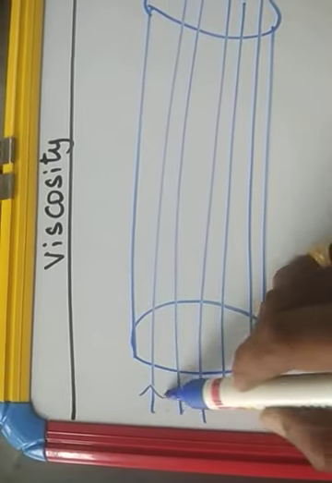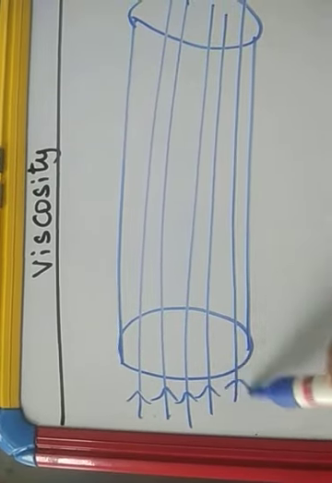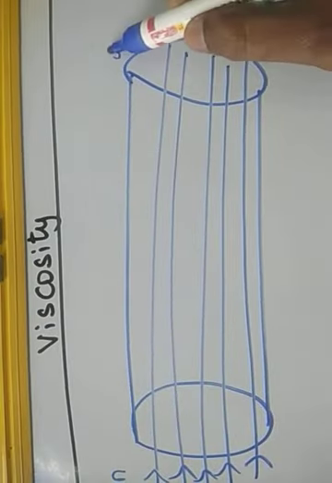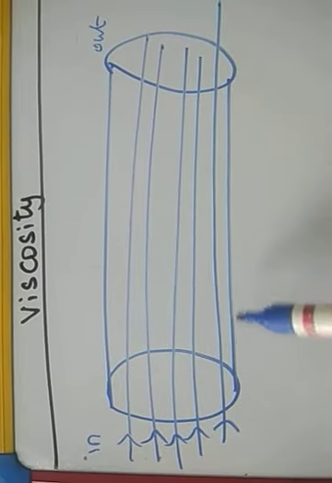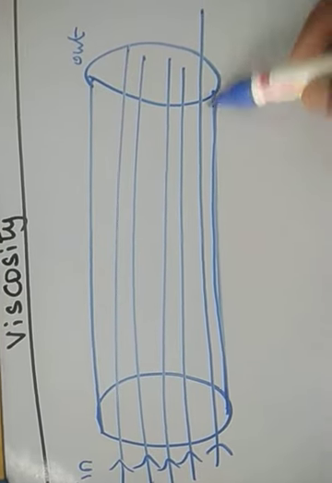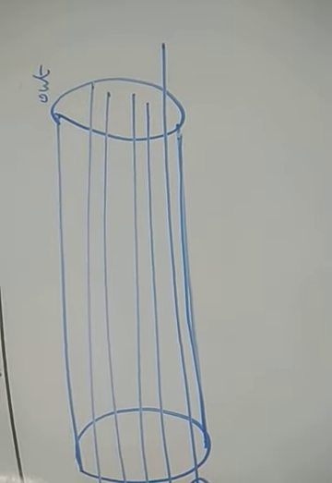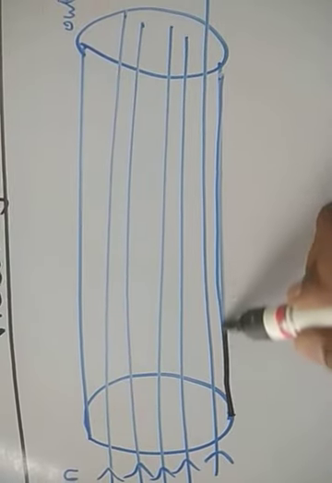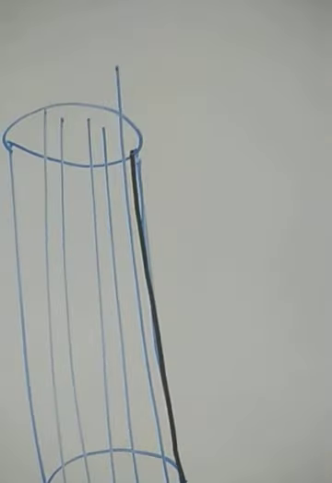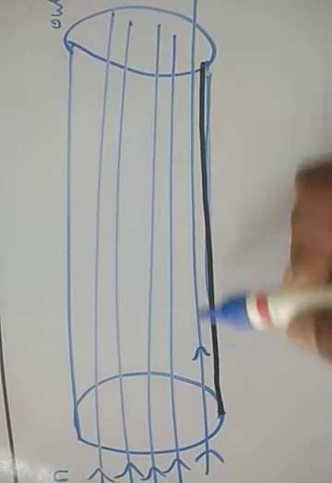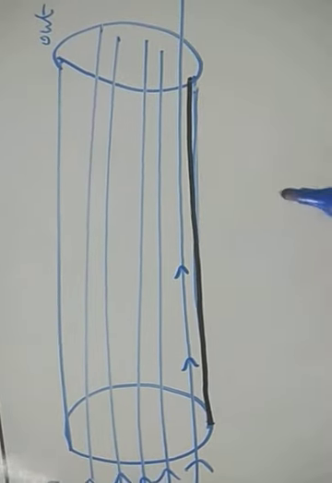In this direction, this is the flow direction, this is the inlet. So it will get into the pipe, and it will be the outlet. We assume that this bottom layer is a solid layer. So what about the friction between the first layer and the bottom layer?